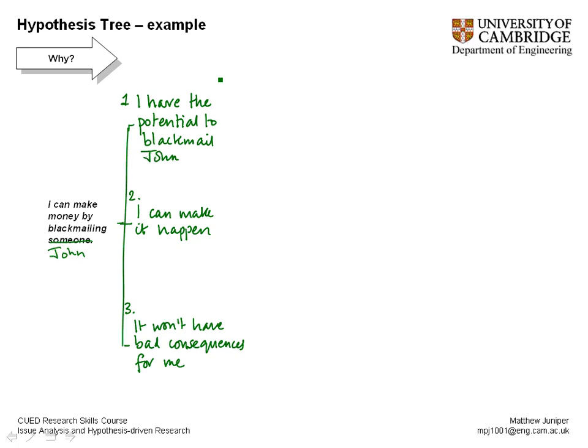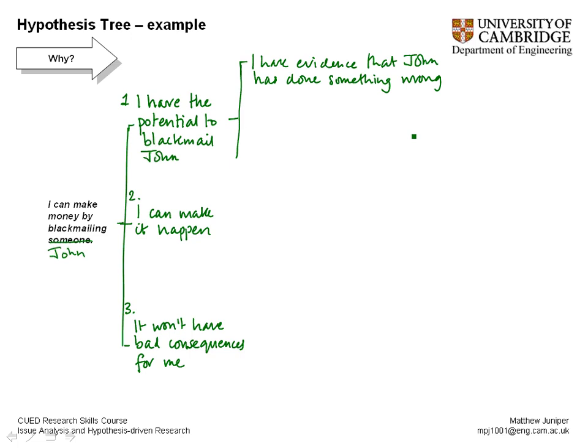Take each of these in turn and say, is this statement true? So I have the potential for blackmailing John. Well, the first thing that needs to be true is that I have evidence that John has done something wrong. And by wrong I mean shameful, illegal, something that John is embarrassed about, doesn't want to become public. So first of all, John needs to have done something wrong. Secondly, John wants to keep it quiet. That needs to be true.